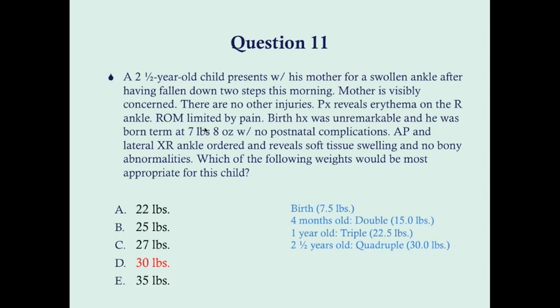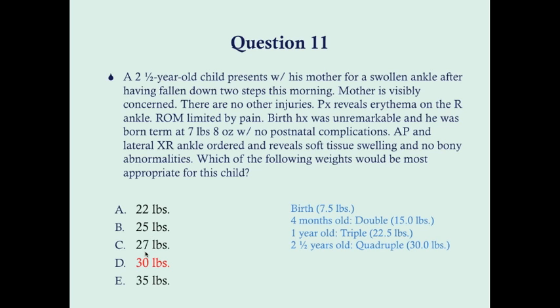because what we're asking is what's the appropriate weight for this 2.5-year-old child. And remember that at birth we have a weight, and then at 4 months old that weight should double. By 1-year-old that should triple, and by 2.5 years old it should quadruple. So this child is 2.5 years old, so their weight should quadruple. Just multiply 7 pounds 8 ounces, which is 7.5 pounds, by 4, and you will come up with 30 pounds.